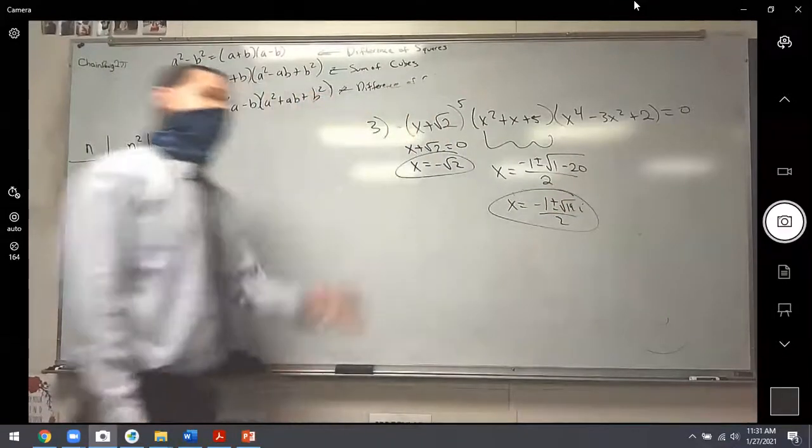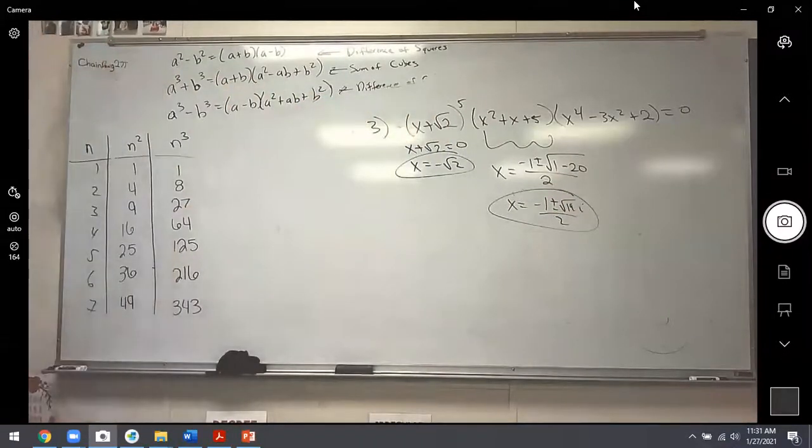Under the root is a negative 19. So that turns into the square root of 19i. And 19 is prime. Nothing goes into 19. There are no perfect squares or anything that goes into 19, so I can't clean it up. I can't reduce anything. That's about as good as it's going to get.